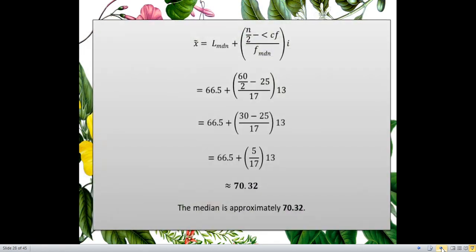Okay, let us go back to the solution. And the 13. How do I get the 13? Just count how many numbers you have in each interval. So we have 66.5. Then 60 divided by 2 is 30. Then just copy the others. The next step is to subtract 25 from 30, so you have 5. Then you can do it now. 66.5 plus 5 over 17 times 13 will give us approximately 70.32 as the median. Again, we used approximation, not equal.